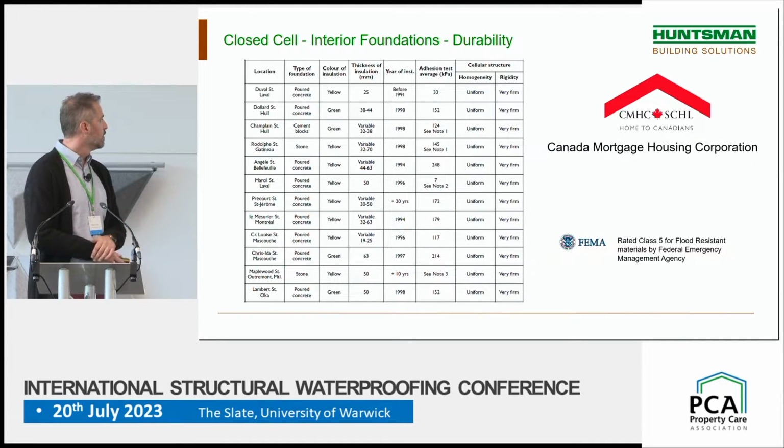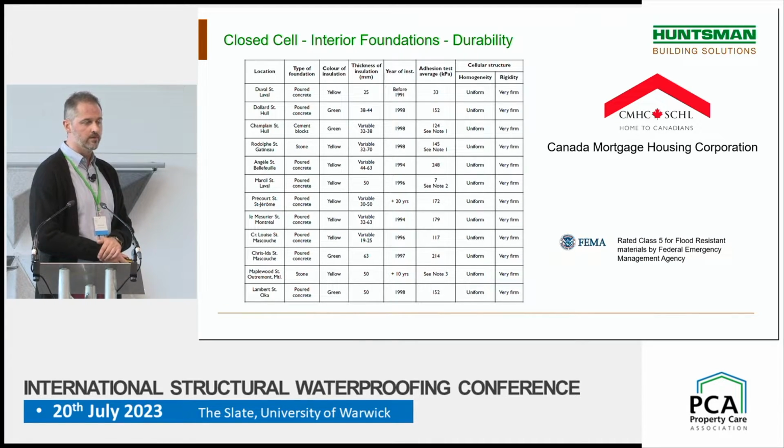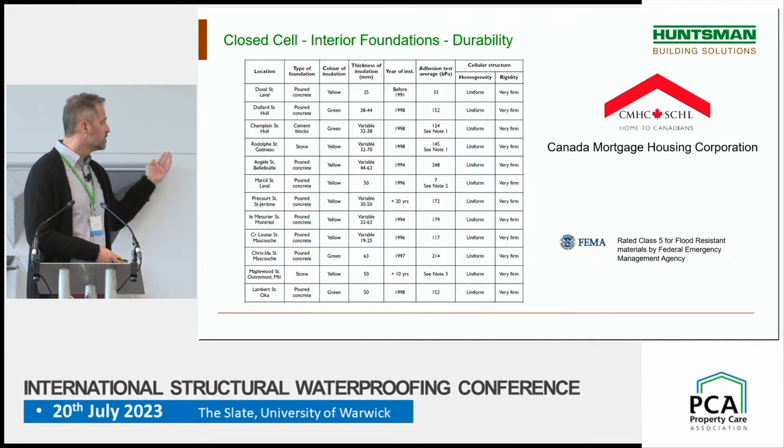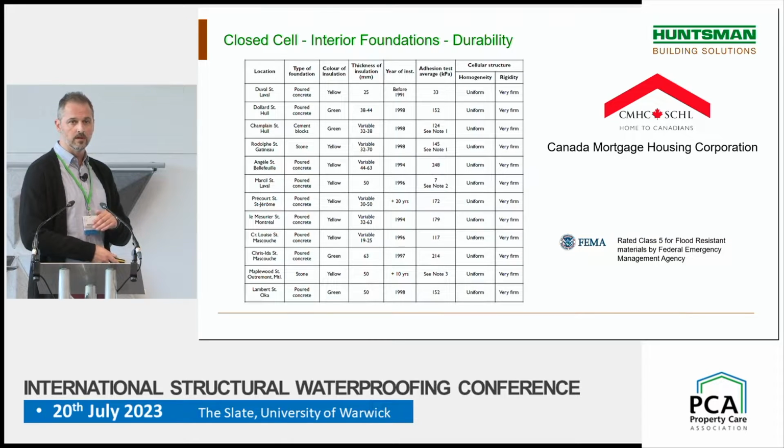So the Canadian government has studied the interior application of closed cell insulation. Many houses and buildings were studied, and many of those buildings had applications done more than 20 years prior. So the conclusion of the study was that the performance of the product was still good. It had not deteriorated, and the adhesion was good as well.